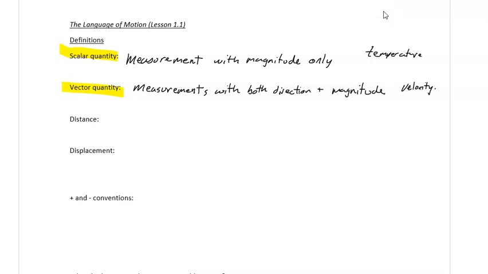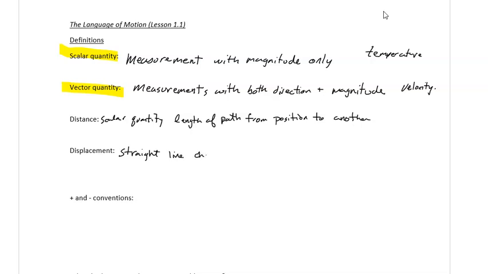Now, when we talk about distance, this is actually a scalar quantity. It is the length of path from one position to another, where displacement is the straight line change in position.